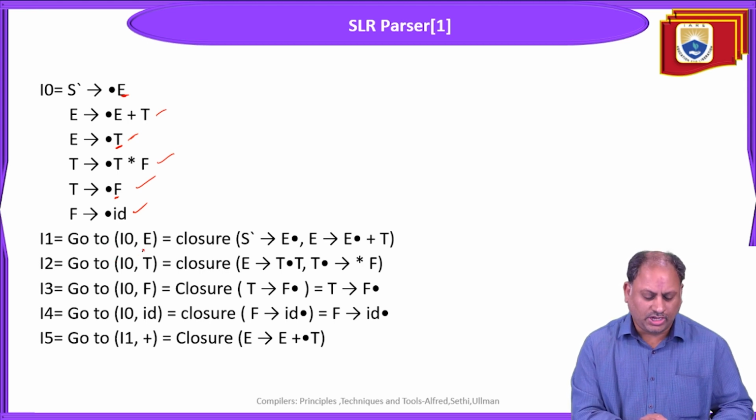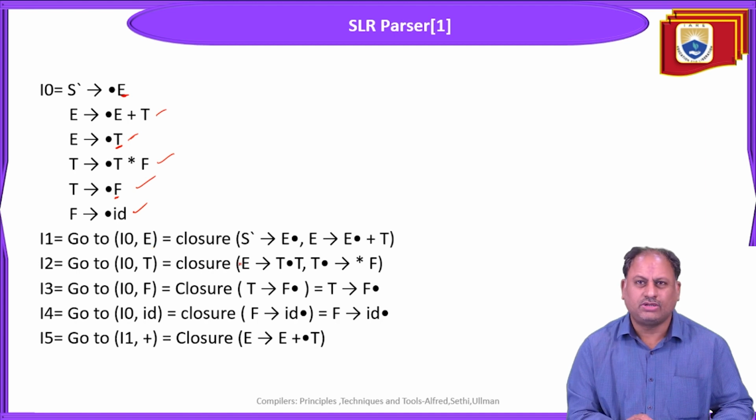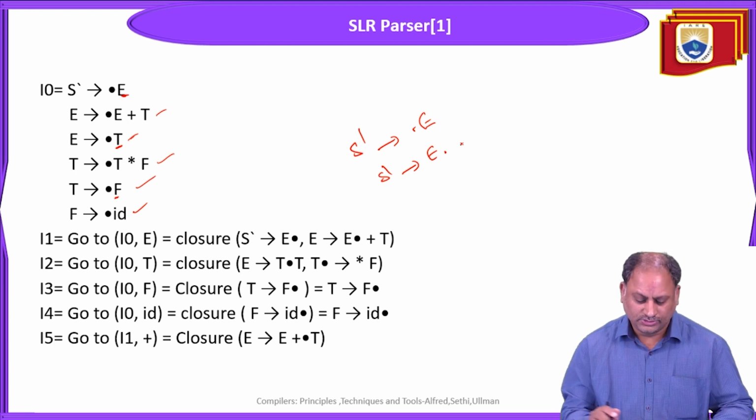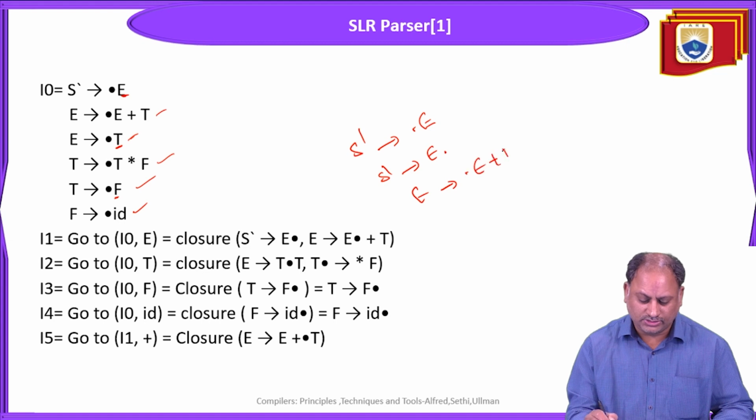Now the I1 state comes from I0 comma E. So we have to perform the closure operation with E. So I0 comma E. What is E here? E derives first S dash derives dot E. If you perform the closure operation, then it becomes S dash derives E dot. Similarly, we perform the closure operation for E derives dot E plus T, because this is I0 comma E. These two are I0 comma E.